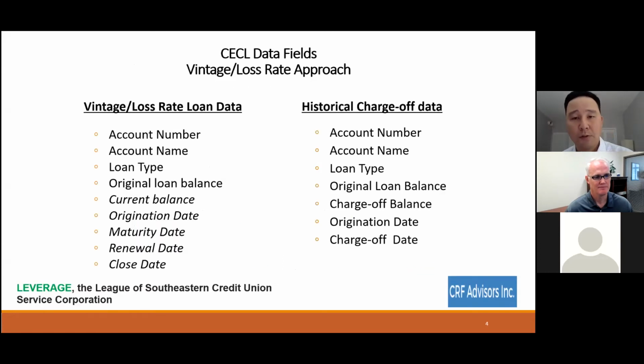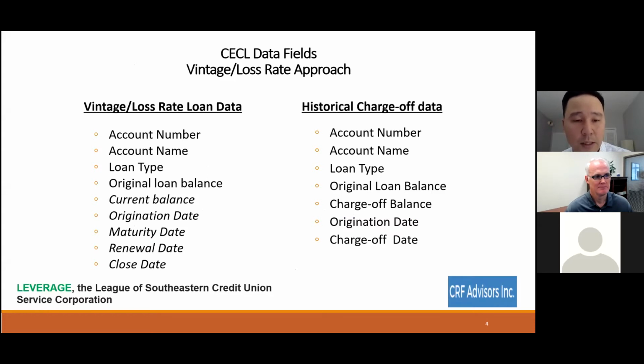So, vintage loss rate approach, and this applies mainly to both the vintage and the WARM methodology. When we talk about loan data fields, I think the most intimidating part of the initial implementation is, how far back and how much data do we need from our core provider or our current loan trial balance? As you can see, the data fields on the left here: account number, account name, loan type, the original loan balance, the current balance, the origination date, maturity date, renewal date, and close date.